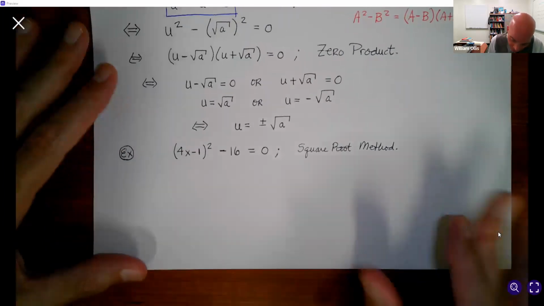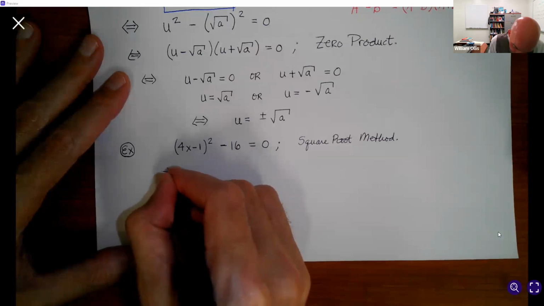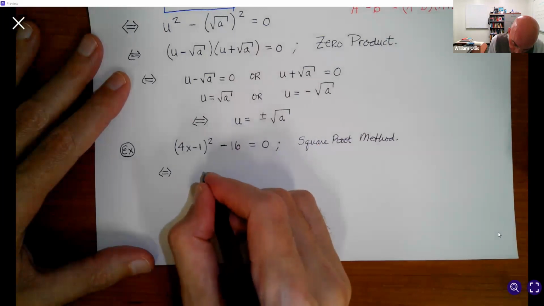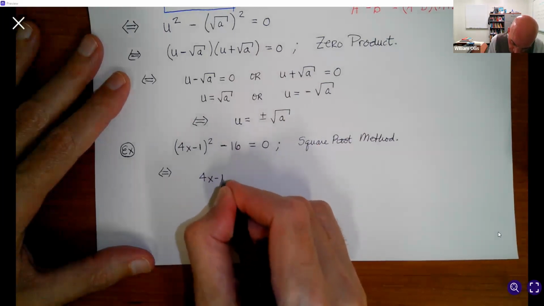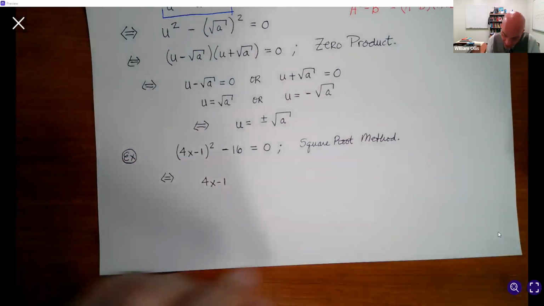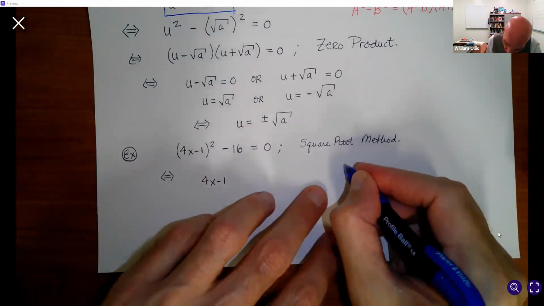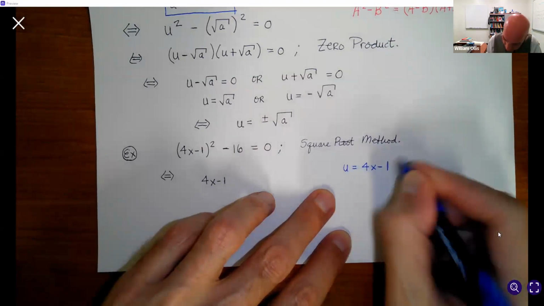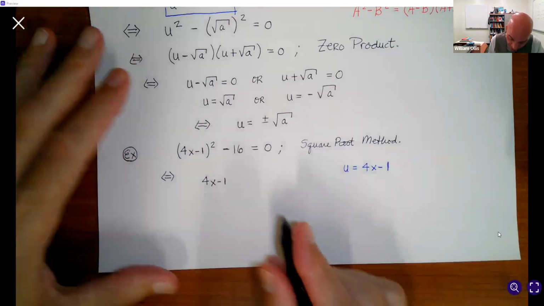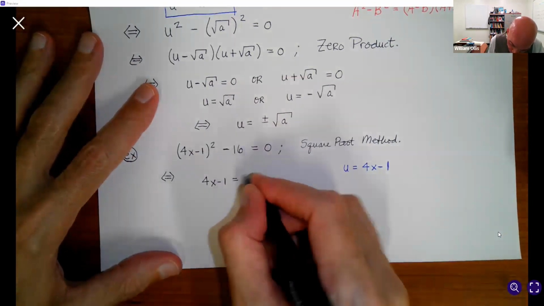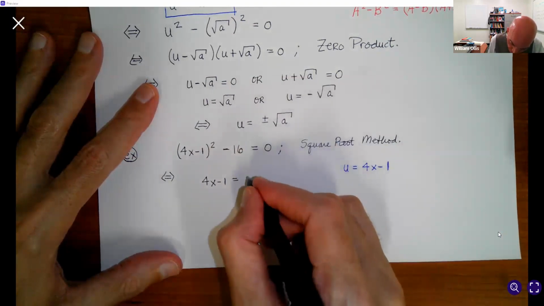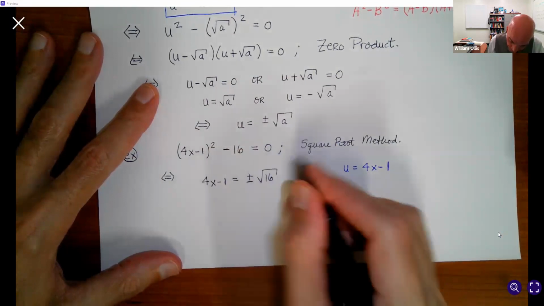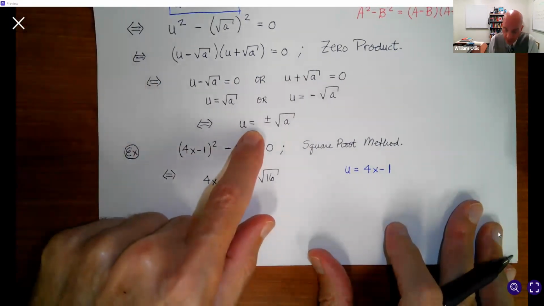So now with the square root method, equivalently, we just go to the punchline here. This is the result of our work. So we have 4x minus 1. So to the side here, just to be clear, we can just say that our expression u is 4x minus 1, just to compare it to the method we have here. And this will equal, again, when we transpose, plus or minus the square root of 16.